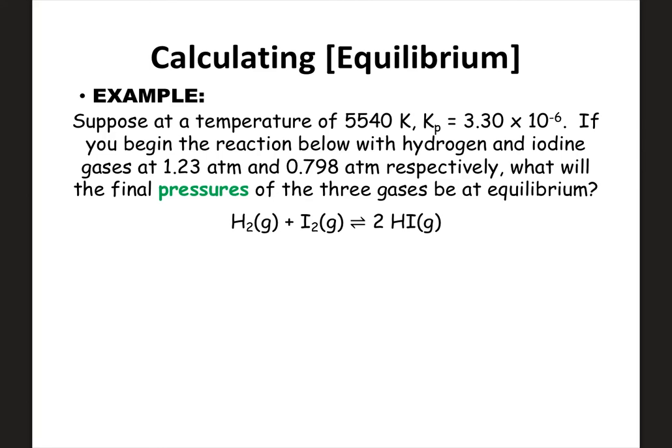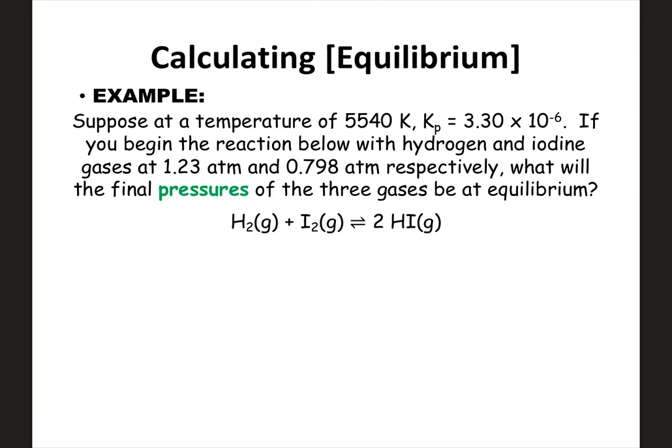Let's try one example here. Since there's basically only one new idea here, you don't need to do a ton of examples. It's basically doing the equilibrium problems as you already know how to do, while making your math a little bit easier. So this example says, suppose at a temperature of 5,540 Kelvin, the Kp is equal to 3.30 times 10 to the minus 6. If you begin the reaction below with hydrogen and iodine gases at 1.23 atm and 0.798 atm respectively, what will the final pressures of the three gases be at equilibrium?